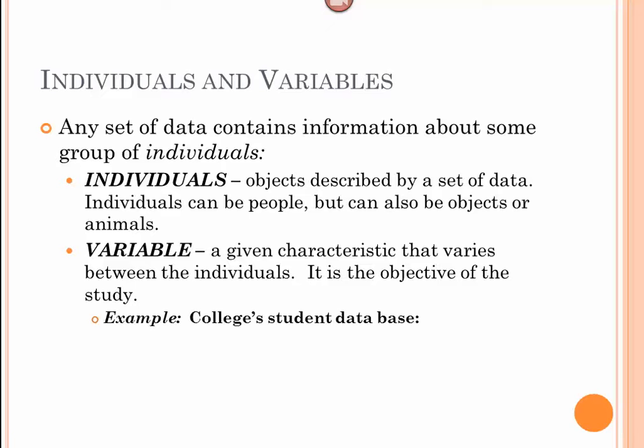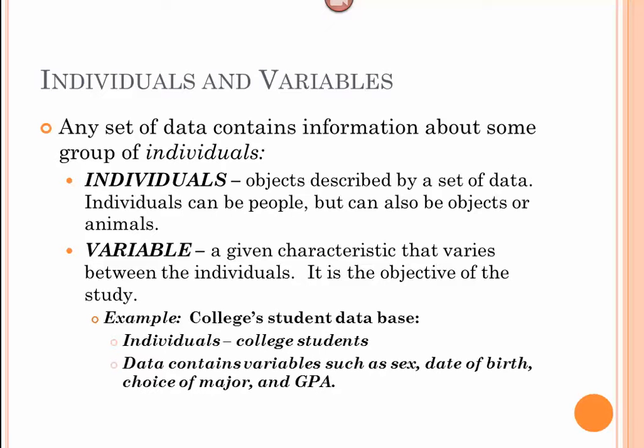For example, if we look at the college's student database, that database contains a lot of variables. The individuals would be the college students within the database, and then the data contains variables such as sex, date of birth, choice of major, and GPA. Notice that some of those variables are not necessarily numeric in nature. For example, sex, of course, would be male or female. Choice of major, again, is not a real numerical measurement, but it is something that differentiates the individual, so it can be a variable that we're looking at.